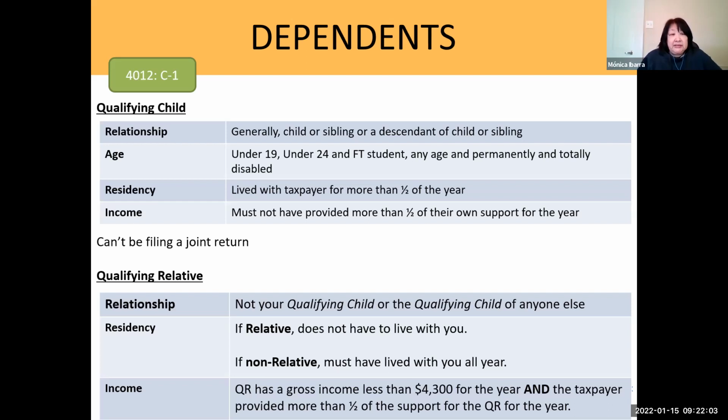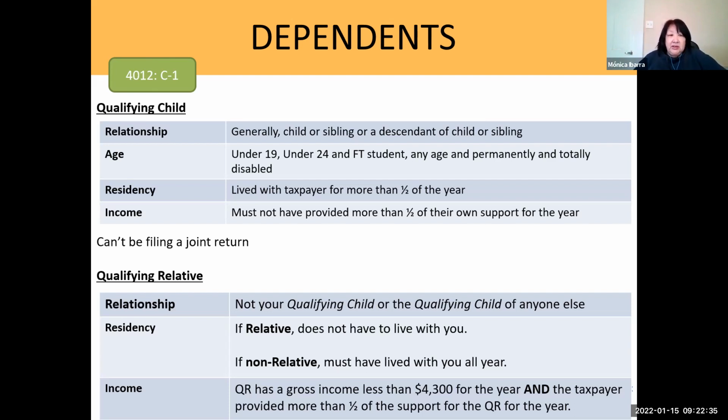So there is a relationship test for qualifying child and qualifying relative. We're talking age dependent for who your qualifying child is versus who your qualifying relative is. The relationship is child or descendant. So if you're looking at a family tree, it's people below you, and then also people out to the side. So a sibling could possibly be a qualifying child for the taxpayer.